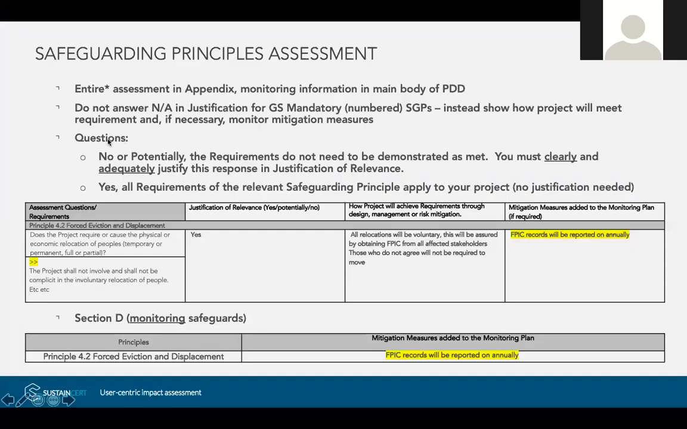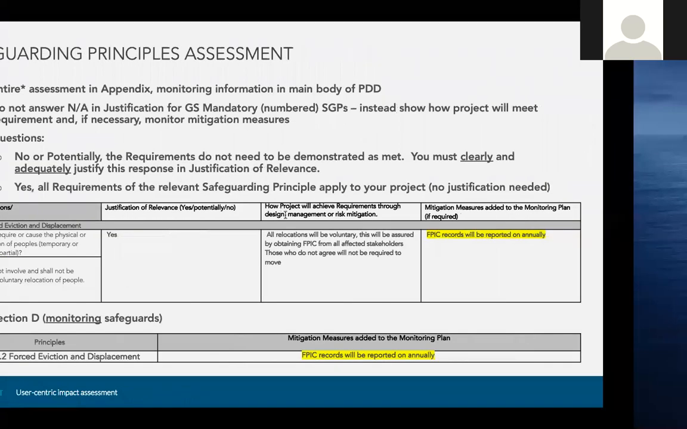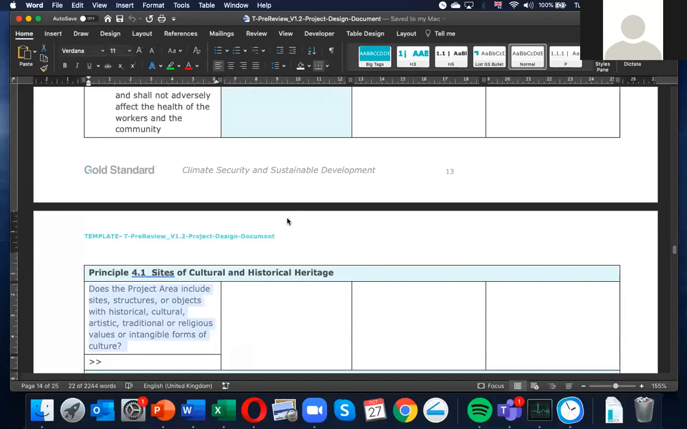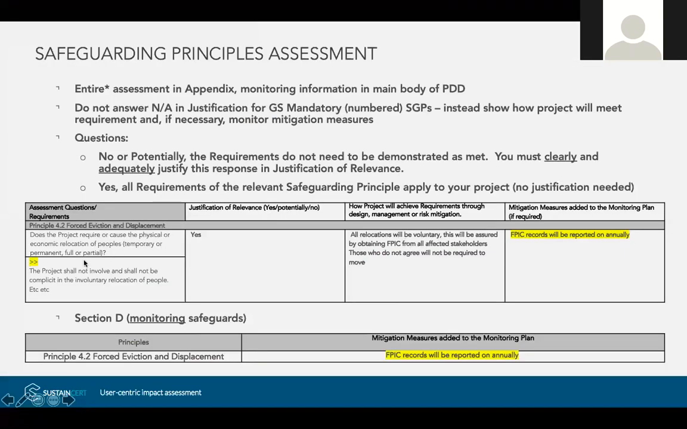So they work on the basis of a question. Depending on your response to a question, and I'm just going to show this on screen: does the project require or cause the physical or economic relocation of peoples? There's a question mark, therefore you need a response in justification of relevance. In this example that I'm showing you, it's deemed relevant to the project, so therefore the requirements are relevant.